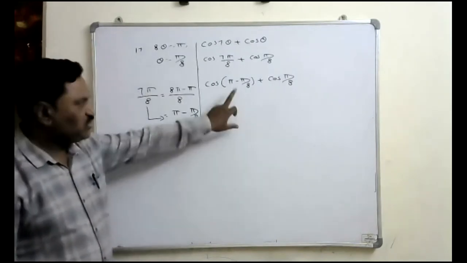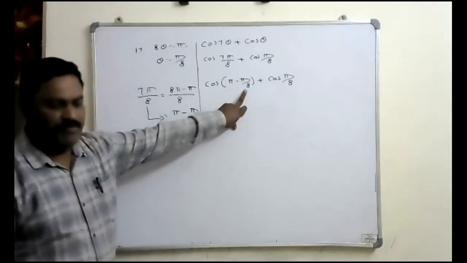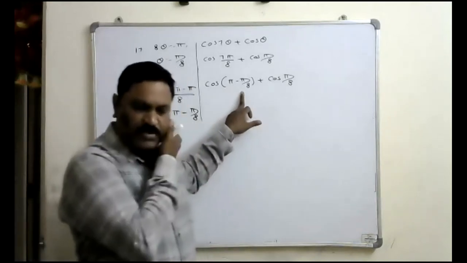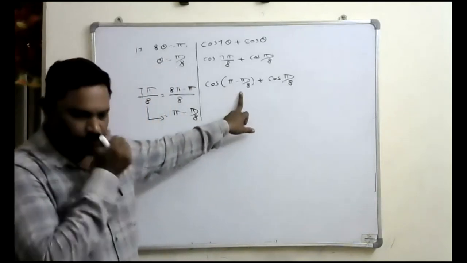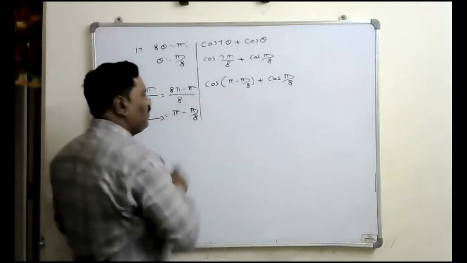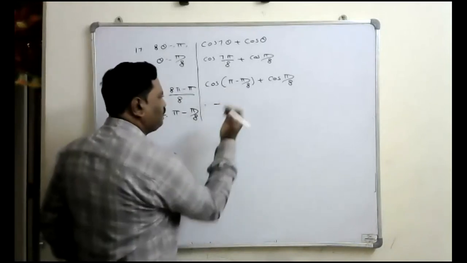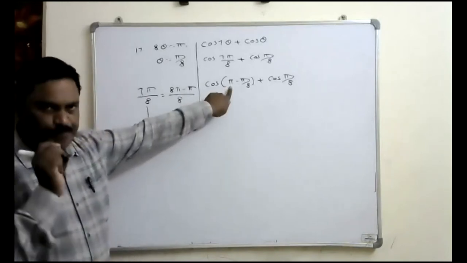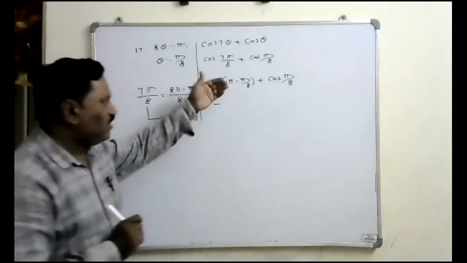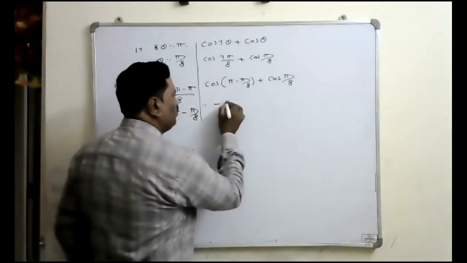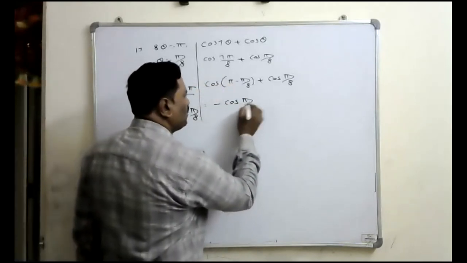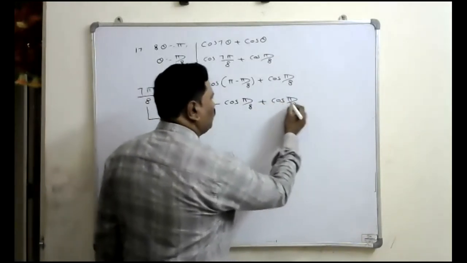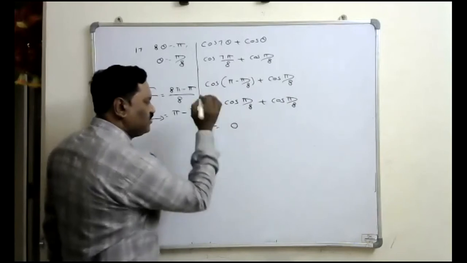Now observe this first angle, in pi minus theta form. In which quadrant does this angle lie? Pi minus, pi means 180 minus. Second quadrant. In the second quadrant, what is cos? Negative. And since the quadrant angle is pi, which lies on the x-axis, the cos function is not going to change. It will remain cos only, which is minus cos pi by 8 plus cos pi by 8. Both are the same, so these get cancelled. So the answer is 0.